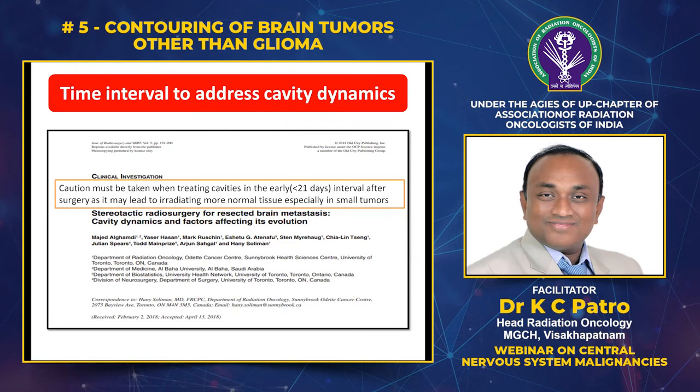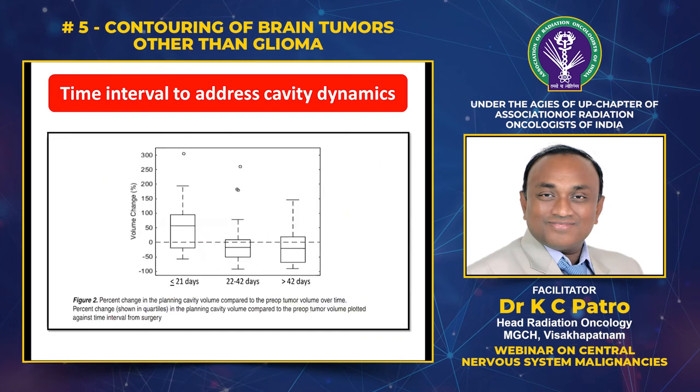If you do it within 21 days, the cavity will not be proper, and your MRI and CT fusion will not be proper. So you have to take the MRI after 21 days, and you have to complete your radiation before 28 days. So this is the dictum when you are doing a brain met cavity SRS.